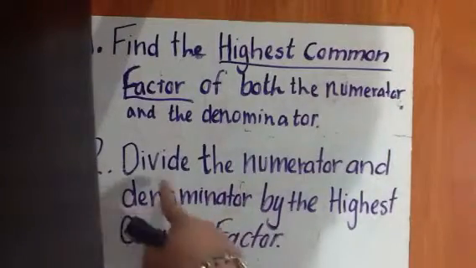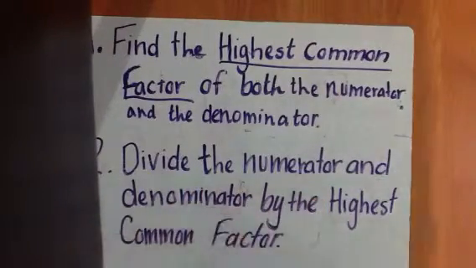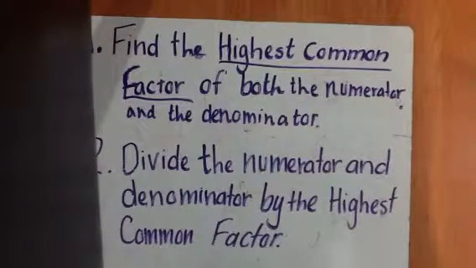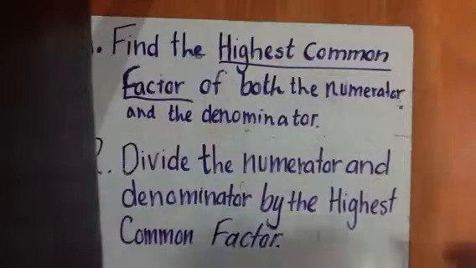The second step is we simply divide the numerator and the denominator by the highest common factor, or in other words, the biggest number that we can. Okay, but that's enough of me explaining. Let's have a go at this together.